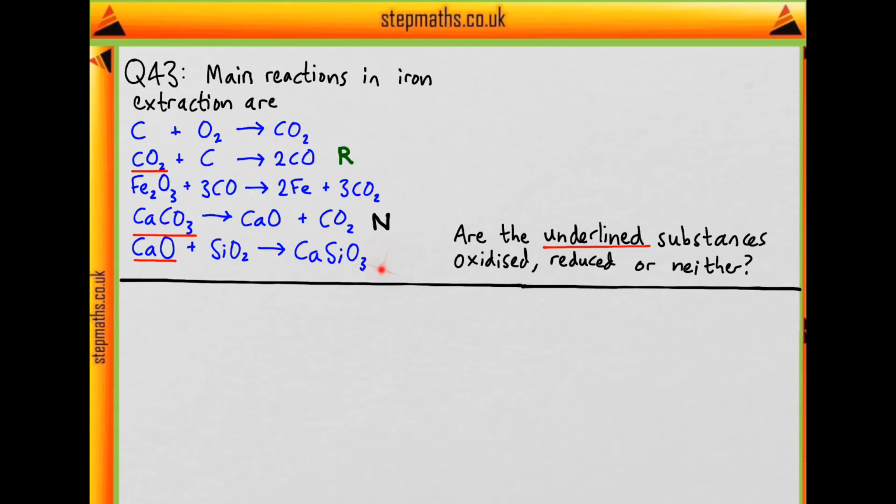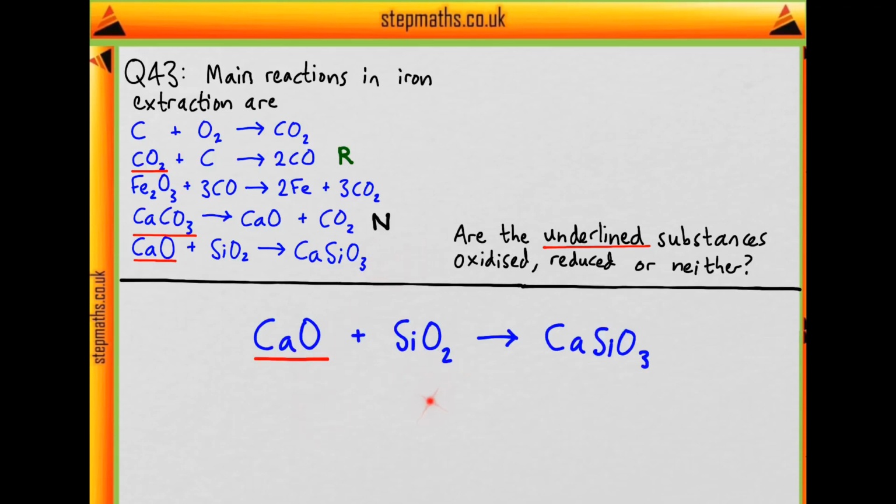Now what about our final reaction? We have calcium oxide plus silicon dioxide forming calcium silicate. So let's assign the oxidation states as we have before. We can use the two rules that we've already used to assign calcium and oxygen's oxidation states. What do you notice now? Well, the reactant that's underlined is calcium oxide. Calcium and oxygen are both rule followers, as it were, so we already know that they can't change their oxidation states, so we can immediately assign this as neither oxidation nor reduction.